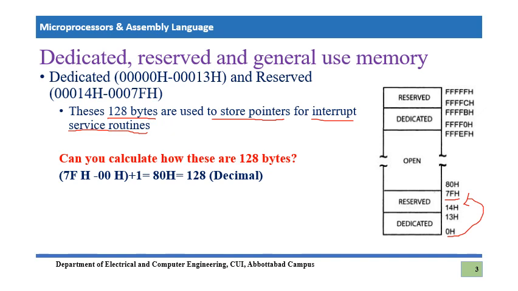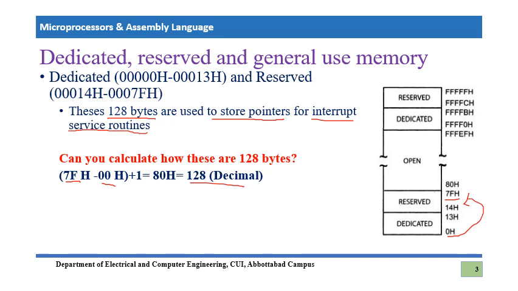7F hex minus 00 hex plus 1. That's the formula, or you can say that if you are interested in the range between the two values, this is the formula to calculate the range. You have to subtract the minimum value from the maximum value and add 1. So it becomes 80 hex in hexadecimal, and if you convert that to decimal, that becomes 128 decimal.